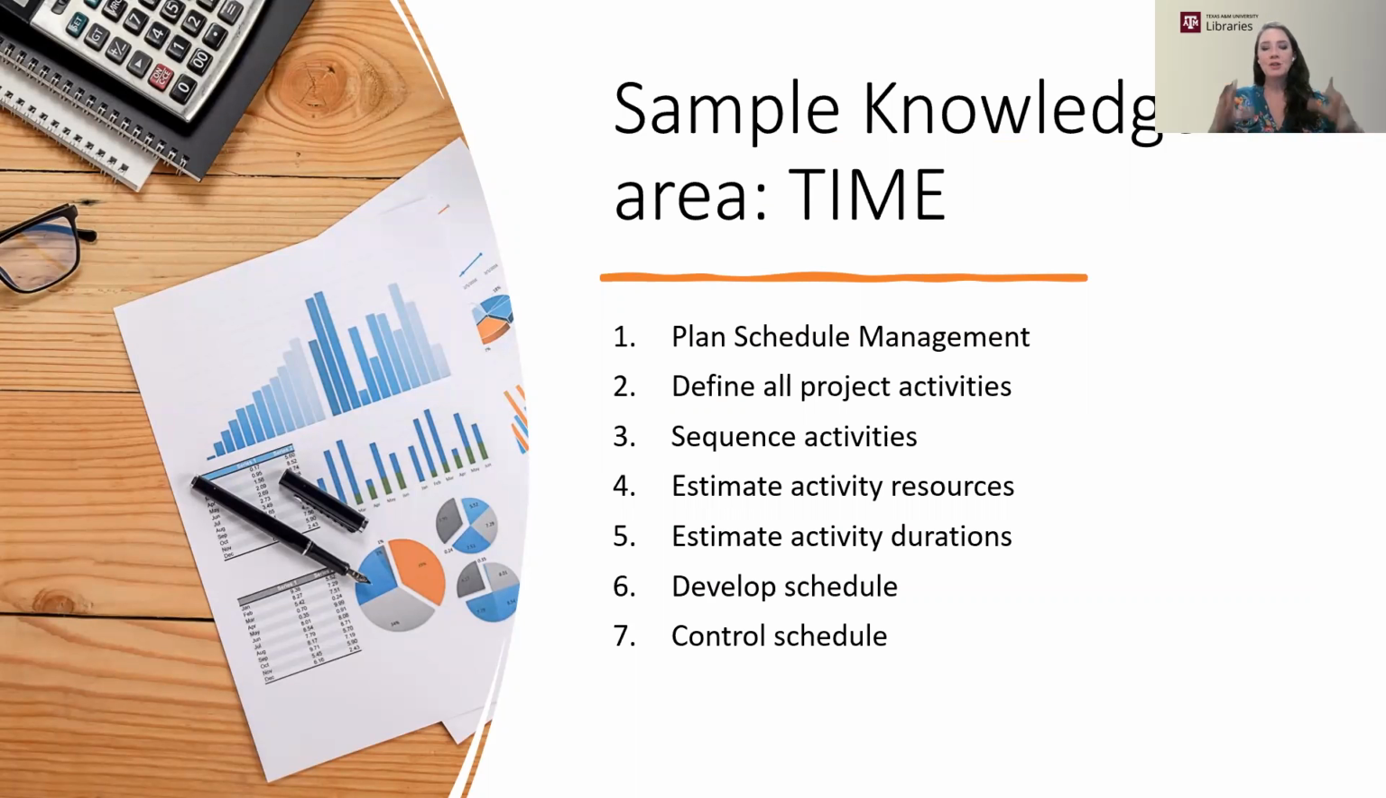So each one of those 10 knowledge areas has specific processes that you can learn about in project management. So for example, when you dive in on time, you learn that there are at least 7 processes around the topic of time in project management. Planning how to manage your schedule, defining all your activities, sequencing those, estimating the activity resources that you'll need, estimating durations of each activity, developing your full schedule, and controlling your schedule.